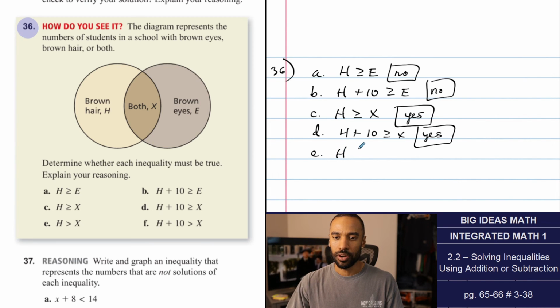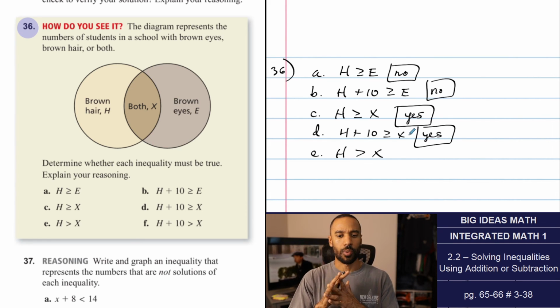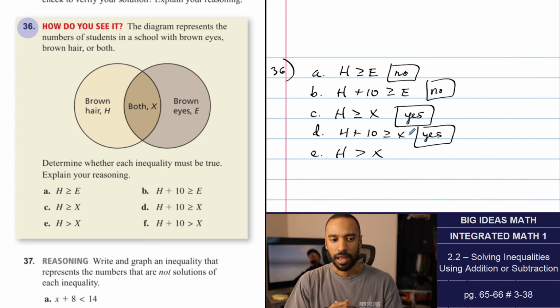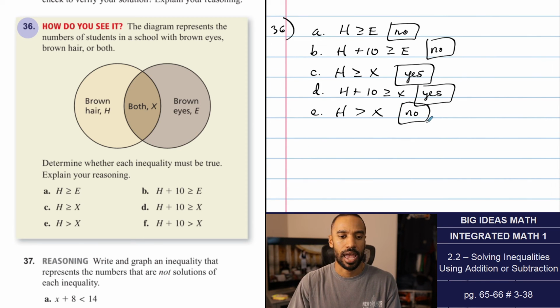On E, H is greater than X. Not necessarily. On this one here, H is greater than X. Now we're thinking about you have to have more brown-haired people than people that have both brown hair and brown eyes. No, every person can have both brown hair and brown eyes. You can have no people who are just exclusively brown-haired and not brown eyes.